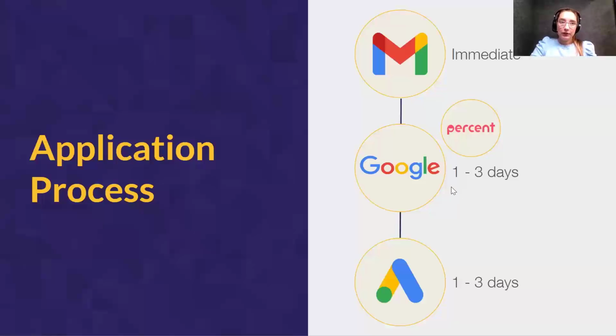What will happen after you submit that application is usually it takes 1 to 3 business days. Every once in a while, it takes a little longer. It just depends on how much Google is processing at any given moment. But usually within 1 to 3 days, you will get an email back saying, ideally, congratulations, you've been accepted into Google for Nonprofits. Now you have all these tools available to you.